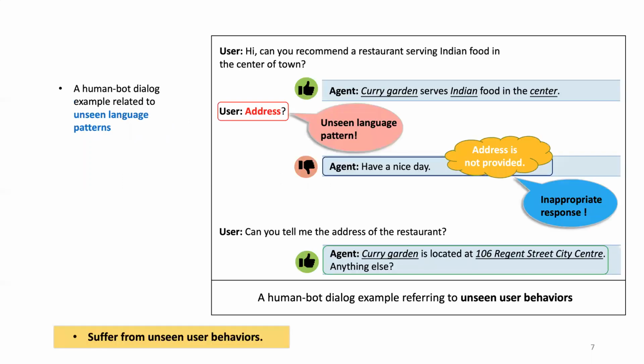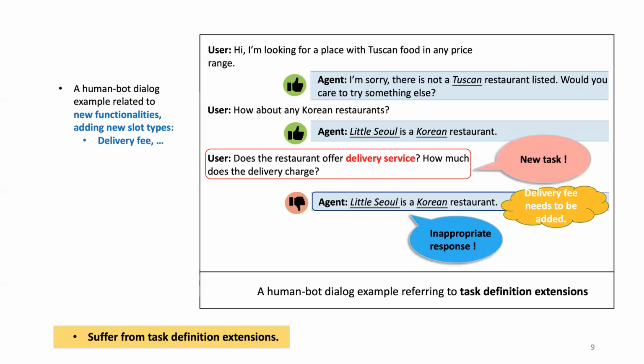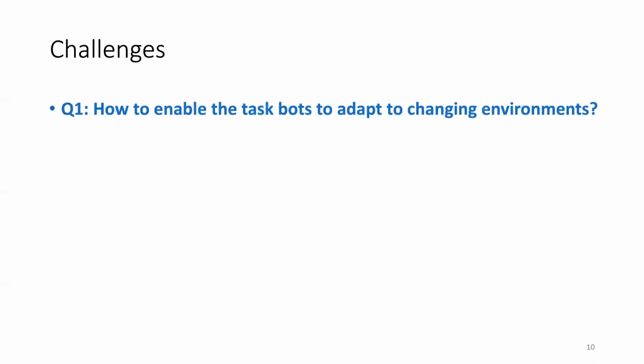For example, a user may query carefully about address. The second is related to new functions or new tasks. For example, a restaurant bot designed for the table booking service may also encounter queries about delivery service after deployment. So how to enable task bots to adapt to changing environments?